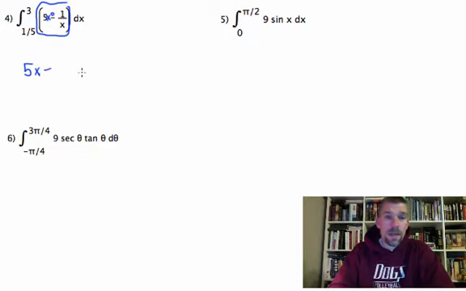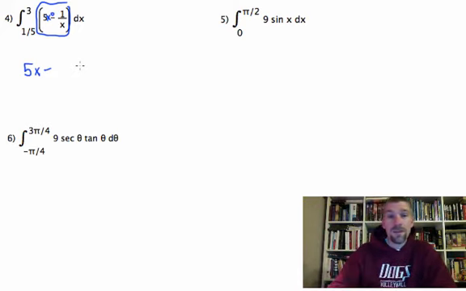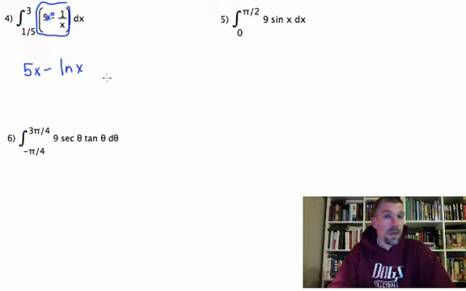That means that the antiderivative of 5 is going to be 5x. Now, 1 over x might look really difficult to determine the antiderivative of. But if you've got your cheat sheet, look at your list of derivatives. Derivative of certain functions equals certain things. The derivative of natural log x is equal to 1 over x.